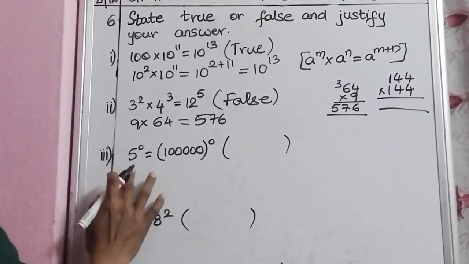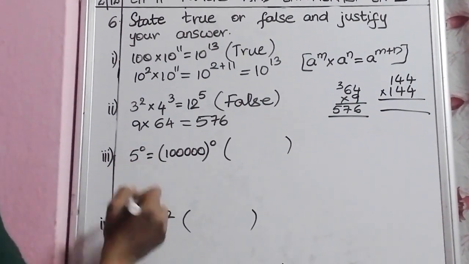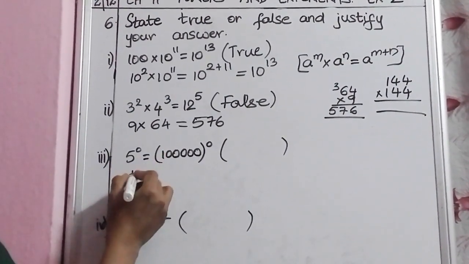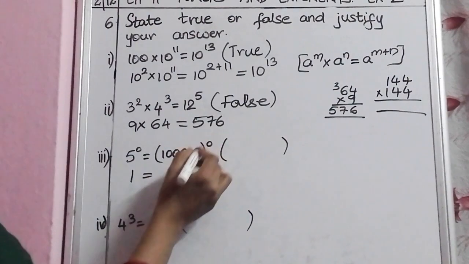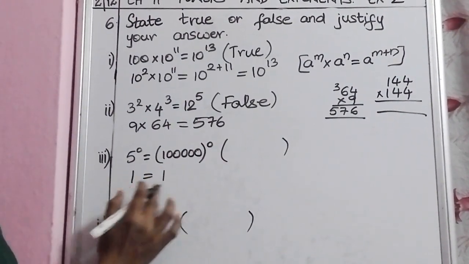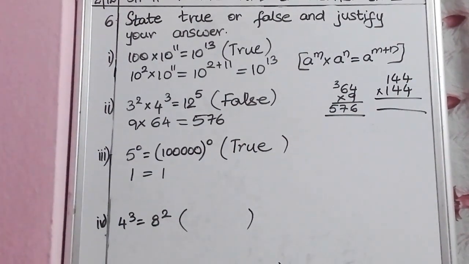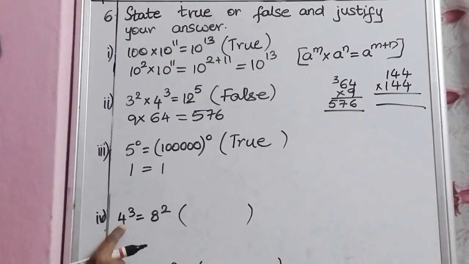Okay. Now let us look at this. Anything to the power 0 is 1. So 5 to the power 0 is 1 and 1 lakh to the power 0 is 1. So 1 is equal to 1. So this is true. Now let us look at the next one.